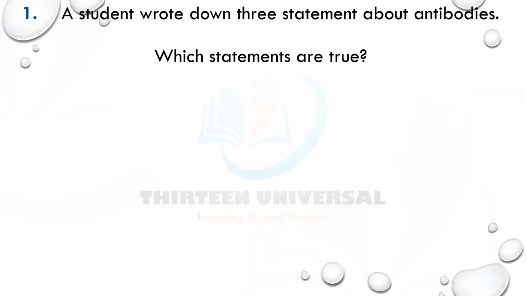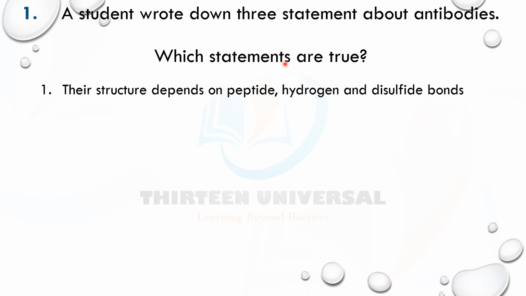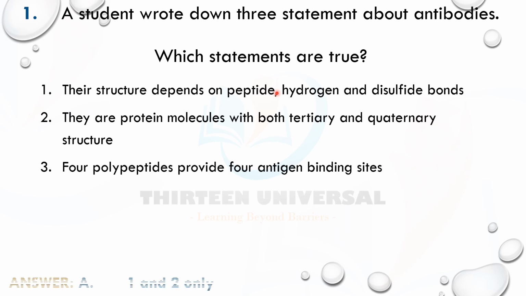All right, get ready with your pen and paper. Let's solve. The first question says a student wrote down three statements about antibodies. Which statements are true? Their structure depends on peptide bond, hydrogen bond. That's all about that. It didn't show the answer immediately, so we would not even see the options, but let's check.